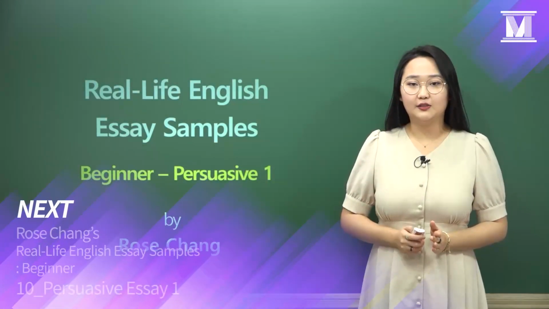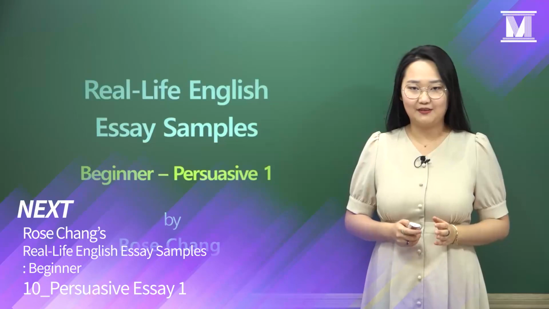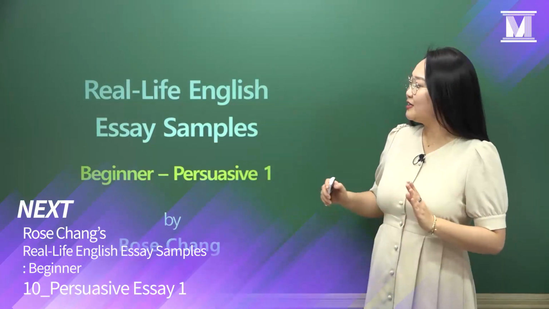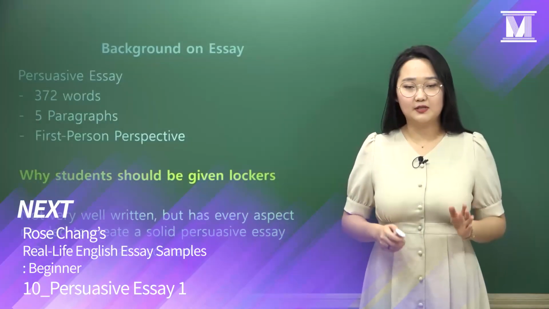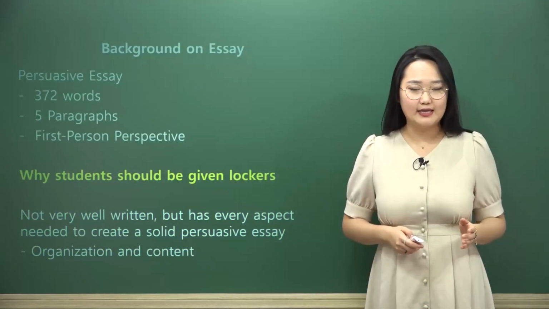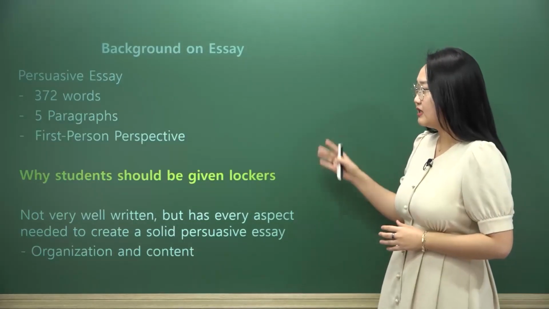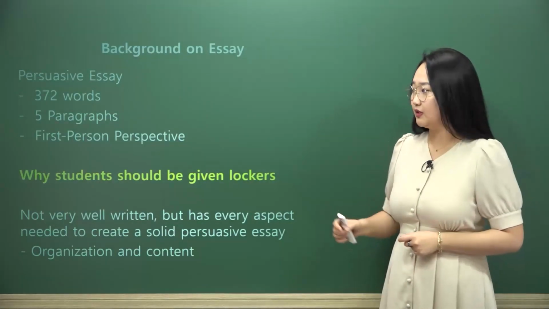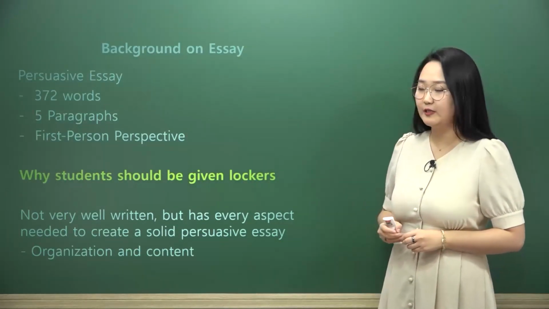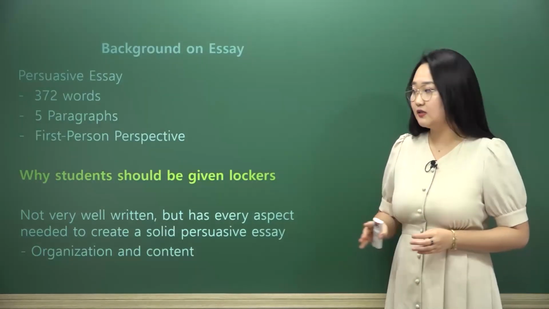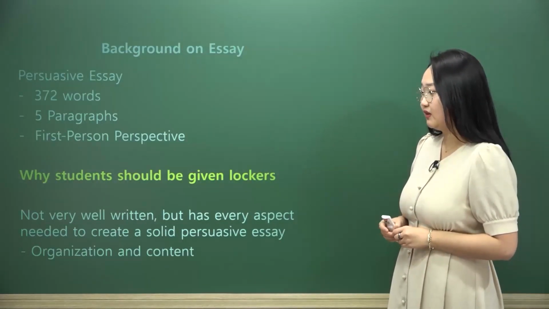And now we are on to the beginning of our persuasive essay lecture series part. So for today, we're going to be talking about the persuasive essay, what it is, how we can understand it, and how we want to go about writing one. So for this essay, it is 372 words long, 5 paragraphs, and written in the first-person perspective. This essay is also going to be talking about why students should be given lockers.